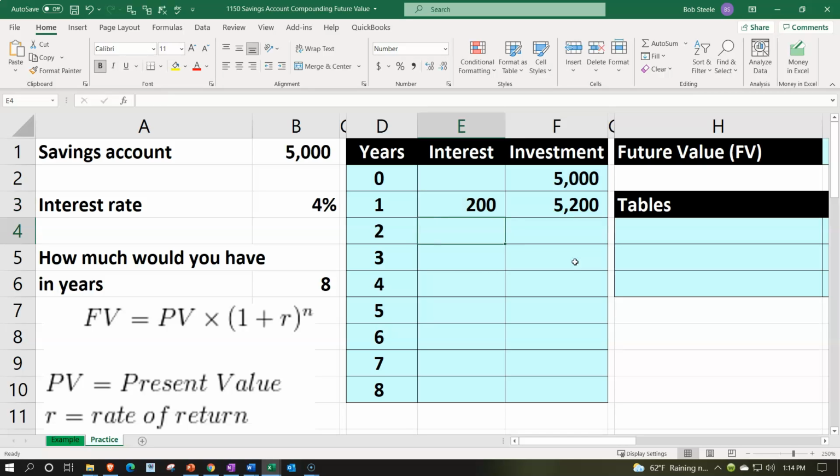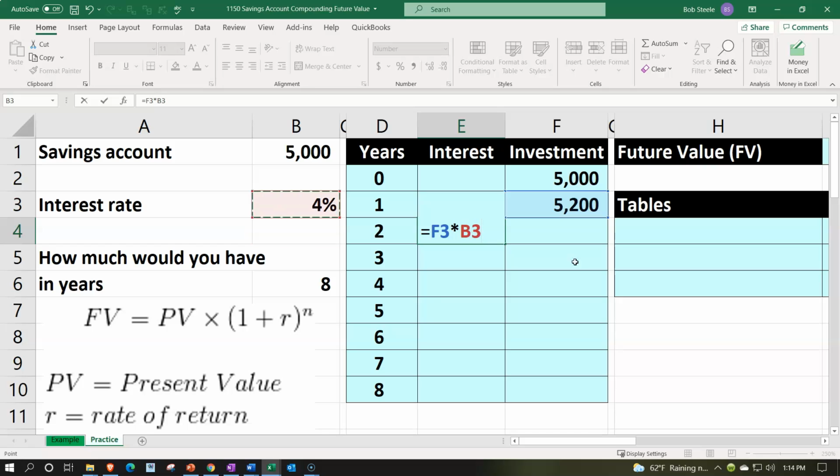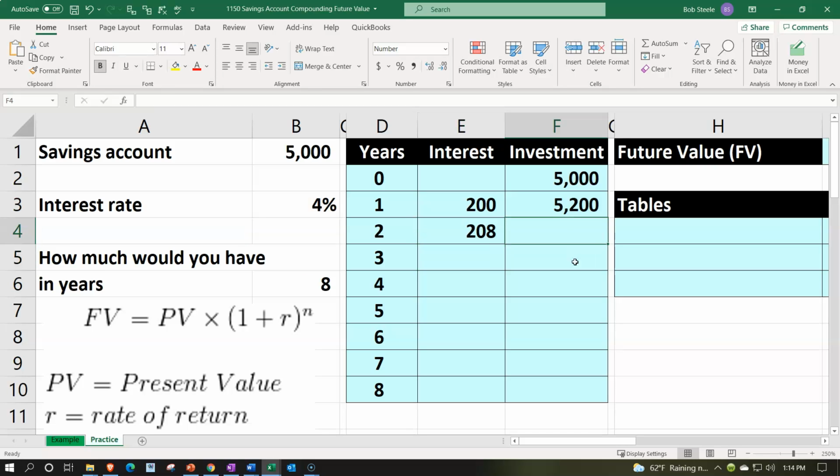Let's do this a few more times. Now we have 5,200 instead of the original 5,000 that we're going to be multiplying times the rate of the 4%. So this is going to be equal to right once, up once, times left, left, left, up, and enter. So now we got the 208, interest increasing due to the compounding. And this is going to be equal to up 1, the 5,200, plus left once, the 208, giving us 5,408.